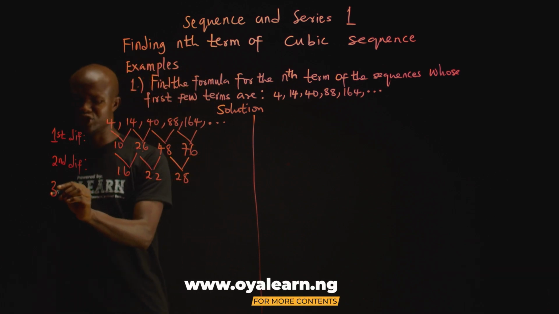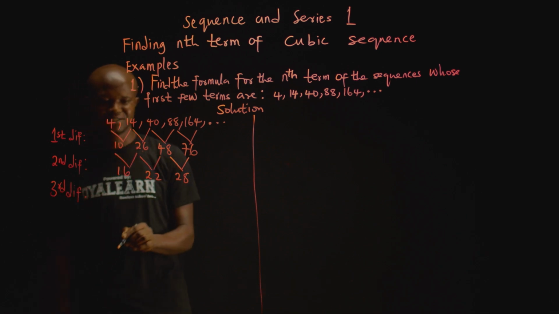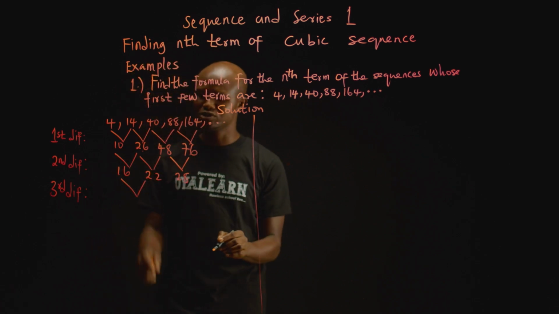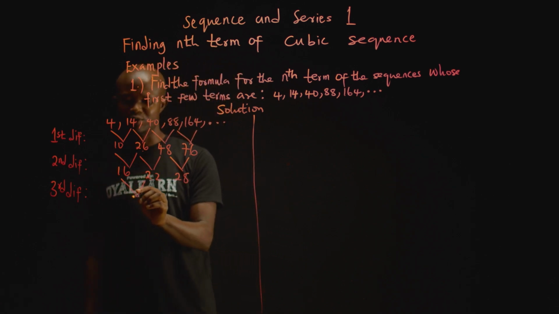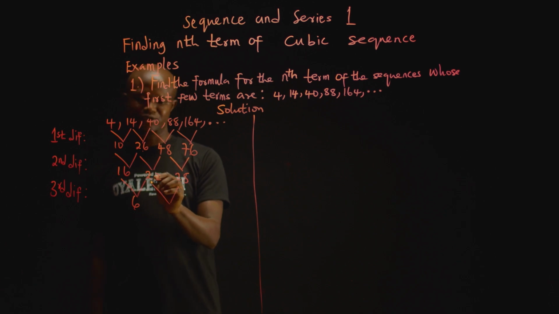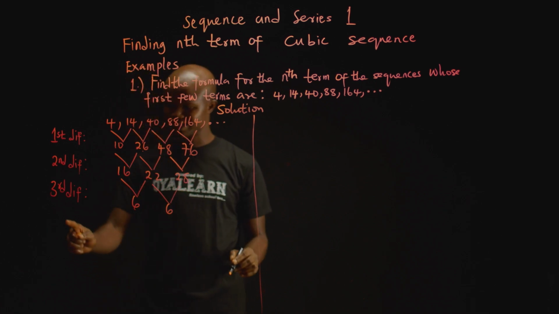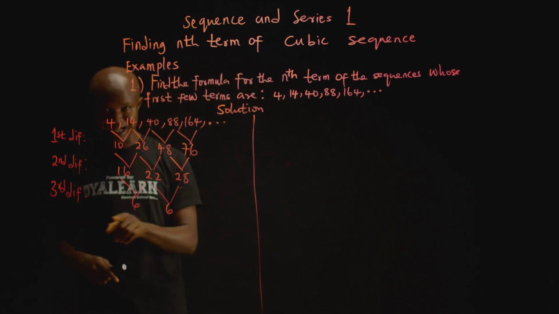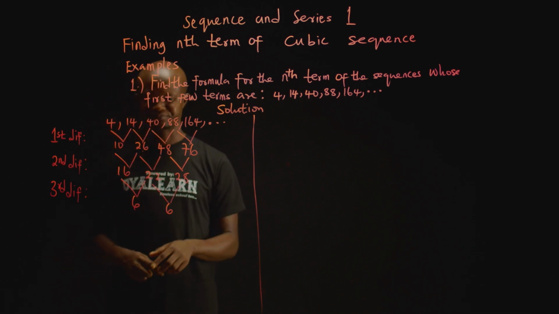Now we need to look for the third difference. For the third difference, what are we going to have? 22 minus 16, that will give us 6. And 28 minus 22, that will also give us 6. We can see that at the third difference level, the differences are the same.